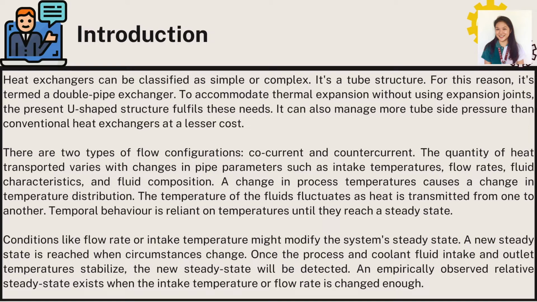Perry in 1997 pointed out that the current U-shaped configuration addresses the need for a removable bundle configuration, as well as the necessity for the equipment to handle thermal expansion without the use of expansion joints, as these joints prove to be a weak point for the exchanger. He also noted that using double pipe heat exchangers or hairpin heat exchangers provides the ability to handle high tube side pressure at a relatively lower cost than the other heat exchangers.